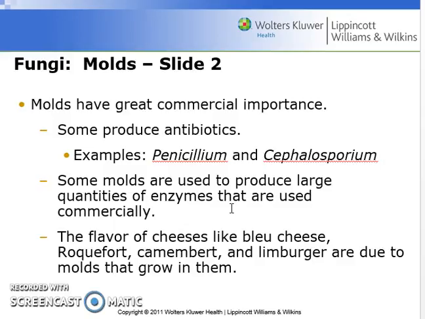Certain cheeses, their flavor is determined by the presence of mold. Roquefort cheese, Camembert and Limburger cheese, all of those, as well as blue cheese, get their flavor through the presence of molds that grow in them.